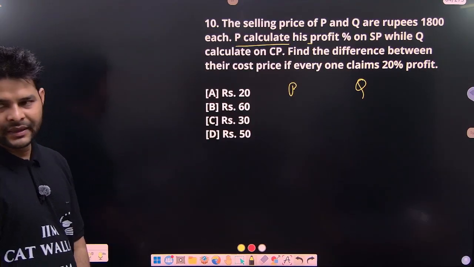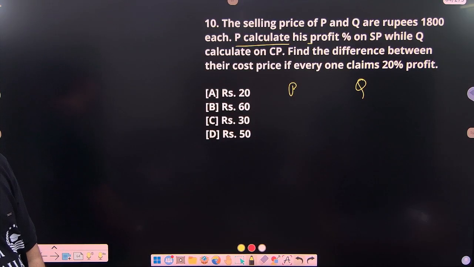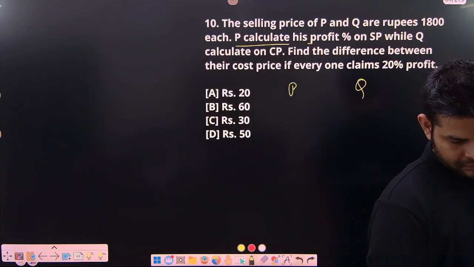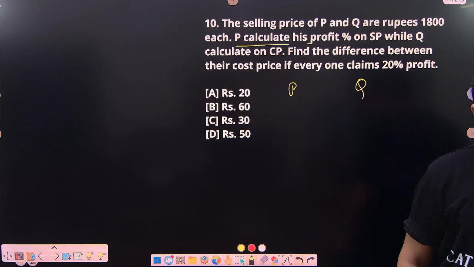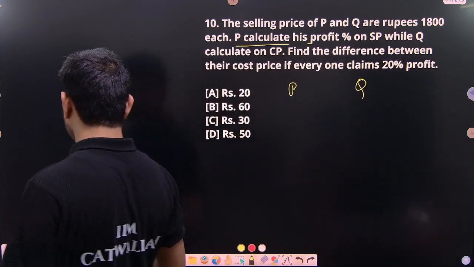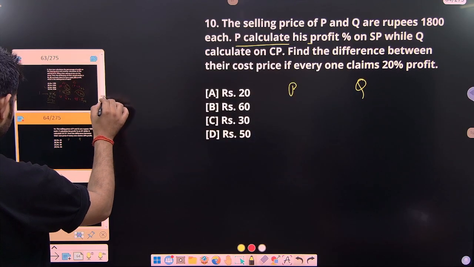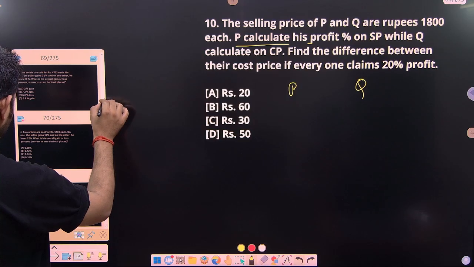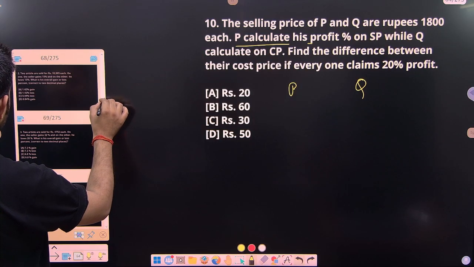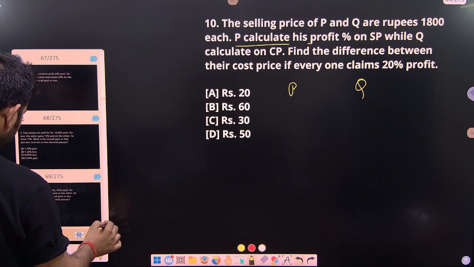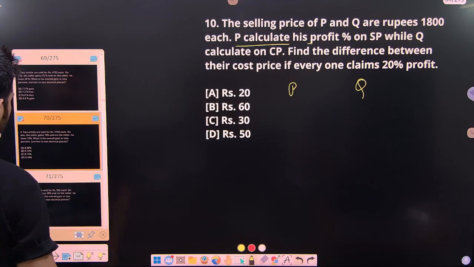Okay. The next one. Type 5 question 4. Let's move on to type 5.